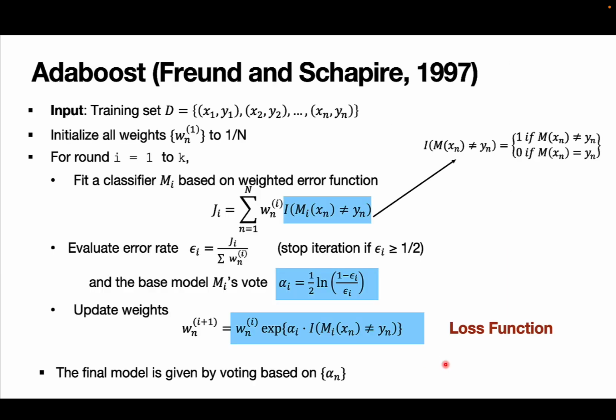Now we can put all the pieces together. This multiplicative term serves as the loss function because it's going to ensure that points with errors are given higher weights, which is going to affect the stop criterion. And at the end, the prediction is made through a weighted majority of all the weak classifiers, where each classifier's vote is scaled by its strength, alpha sub i.